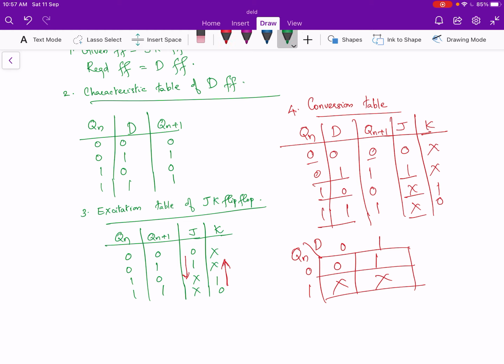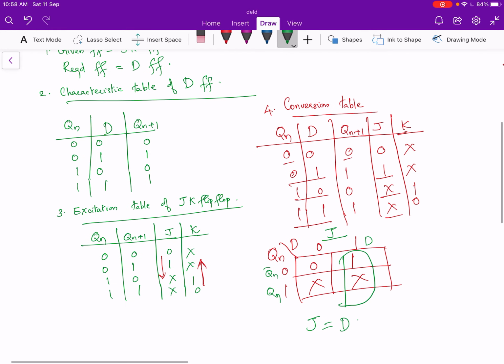So now we can do the grouping. So we can group the 1 like this. This is the K-map for J. So we will get D, that is, J is D. This is Qn bar and this is Qn, so it gets cancelled, and now J will be equal to D.